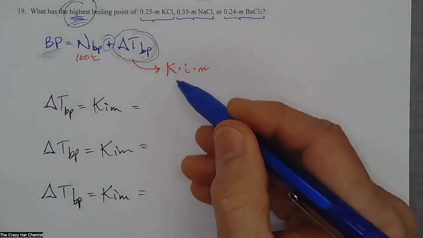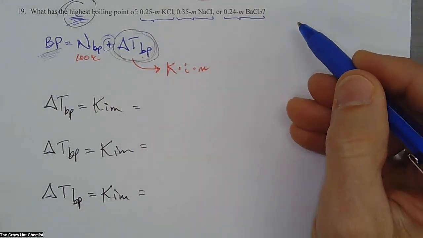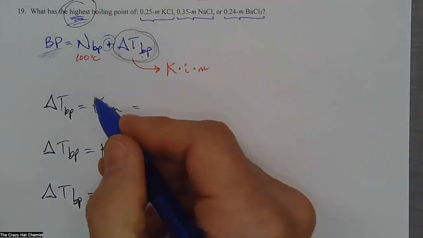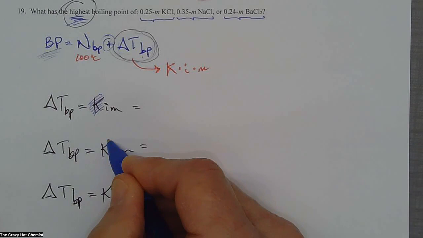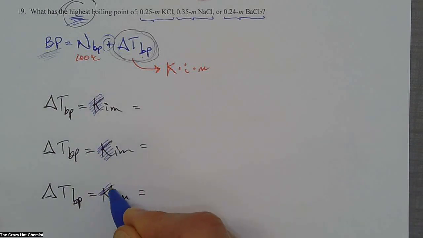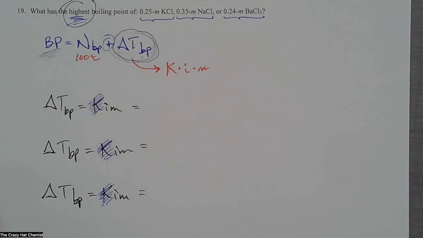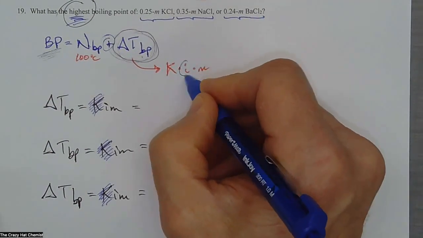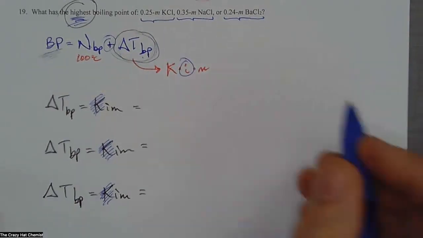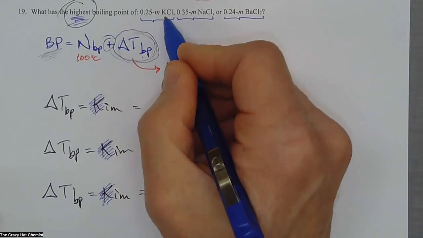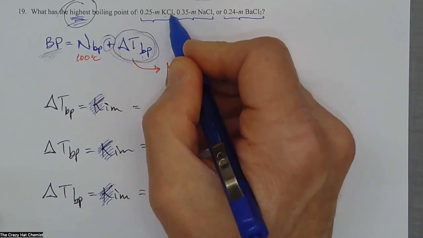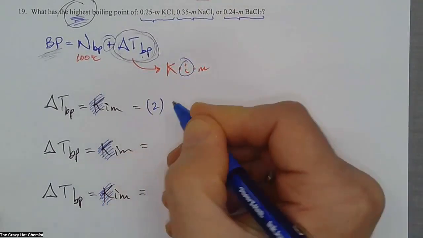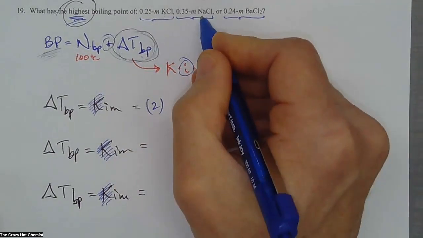Since they are all in the same solvent, we'll have to assume that. That means that the constant for all three is going to be the same, because the constant is based on the solvent and not the solute. Now we need to figure out the Van Hoff factor for each one. For potassium chloride, there's one potassium, one chloride, so that's a Van Hoff factor of 2. Van Hoff factor for sodium chloride.